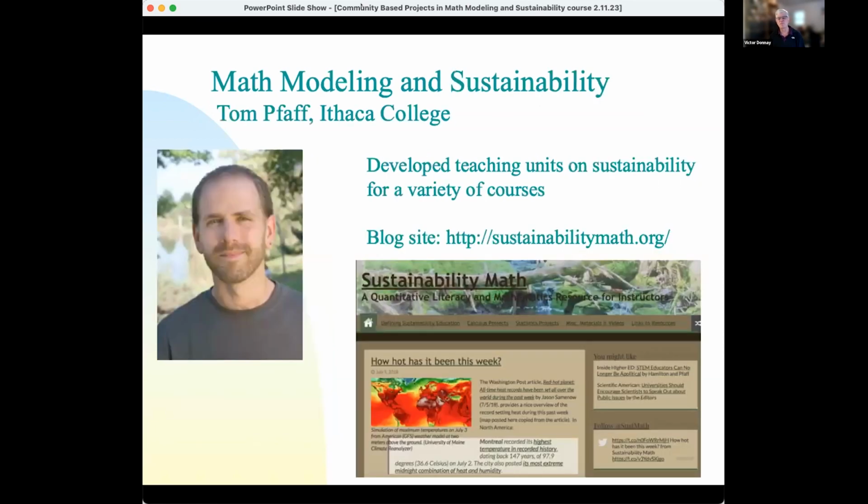And then I've been inspired by Tom Pfaff at Ithaca College, who did courses at the Joint Math Meetings showing these modules he's developed for both calculus and statistics courses, how to bring issues of sustainability, maybe bit by bit, into our existing courses.